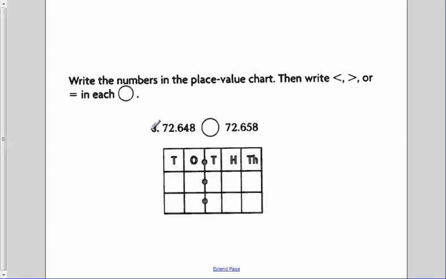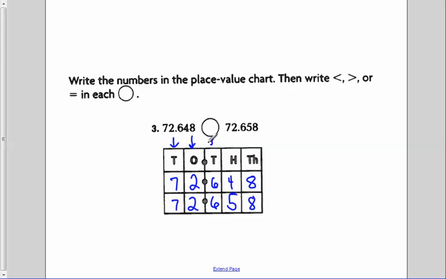So now for number 3, we're going to put in our numbers. So I have 7 in my tens, a 2 in my ones, and then I have a 6 in my tenths, a 4 in my hundredths, and an 8 in my thousandths. For the second number, I have a 7 in my tens, a 2 in my ones, a 6 in my tenths, a 5 in my hundredths, and an 8 in my thousandths. So again, we compare going from our greatest place value and work down. So in my tens, I both have a 7. My ones, I have a 2 in each. So right now, they're the same.